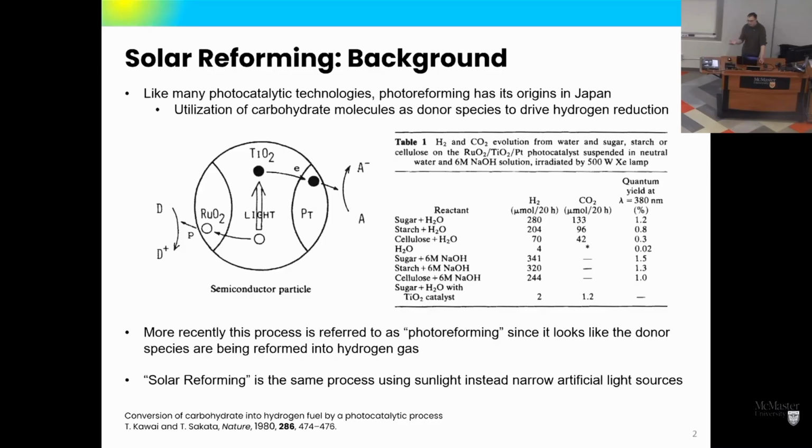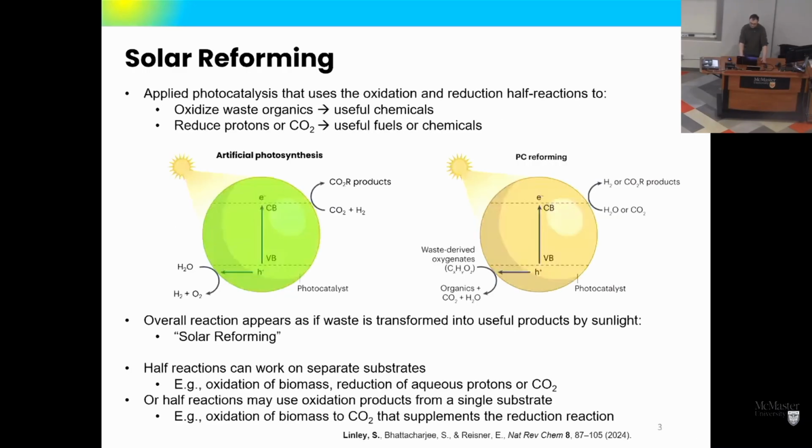Solar reforming is this same process. We're just stimulating it using sunlight energy as opposed to artificial light, which we typically talk about for photoreforming. Photoreforming would be UV or blue LED light. With solar reforming, we're just talking about using natural sunlight instead. So it's basically this applied form of photocatalysis, and we use these oxidation and reduction half reactions.